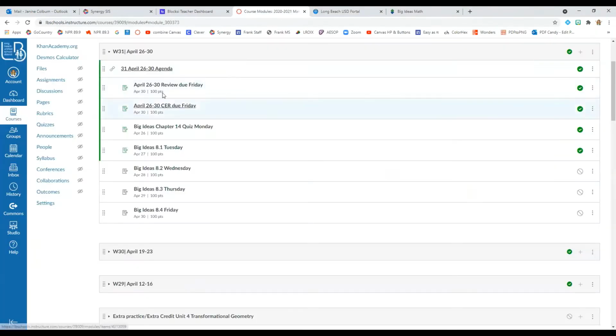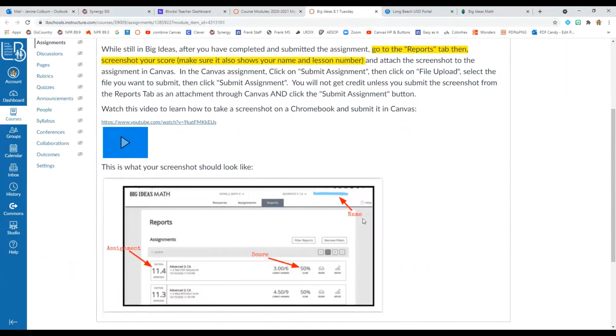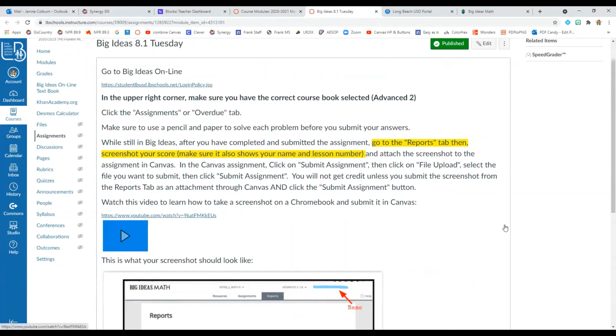After the lesson, you will go to the module and it's right here, Big Ideas 8.1 Tuesday. So make sure you go to the reports tab to take your screenshot. Your screenshot should show your name, the assignment, and your score. That's what you're going to submit attached to this assignment right here.